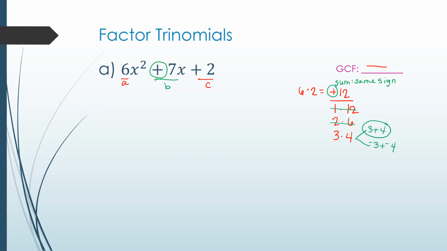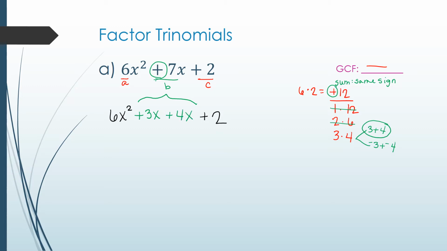Now that we have found our pair of factors, step 5 says rewrite the middle term by expanding it. In other words, we are going to replace this middle term by our new factors. So we still have the 6x squared and we still have the plus 2. But the middle terms are the ones that get replaced. Instead of a 7x, we're now going to write it as plus 3x plus 4x.